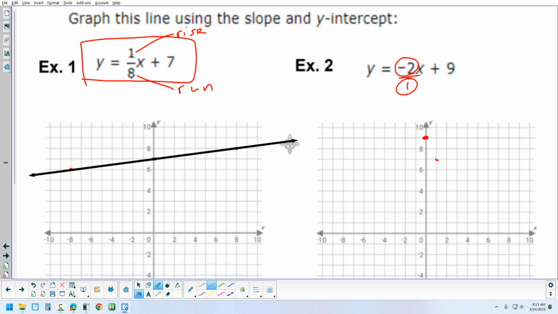Down 2, right 1. And if you want to do it another time, you can do it as many times as you want. If I have more space, sometimes I do it more than once, so it makes my line easier to draw. A lot of times if you're doing it on a computer program, you just need to do 2 dots and then the computer will do it perfectly. But when we're drawing it by hand, it helps to have a few more dots. Okay. Now I went down 2 and right 1. If I went up 2 and right 1, would that be the same thing?